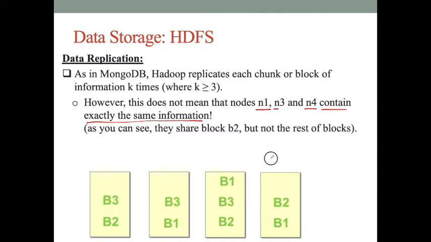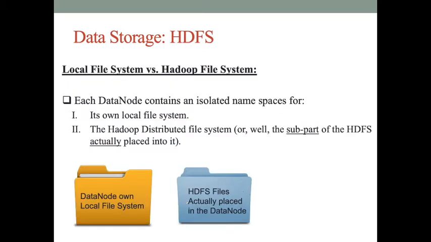For example, here, look, this is one of the nodes, and the information that we have here is not necessarily the same as the information that we have in this other node. It's different. It could be, for example, that we have B2 and B3 here, but it's not necessarily the same. We could have different information in the nodes, and that's one of the main differences with the way that we store data in Mongo.